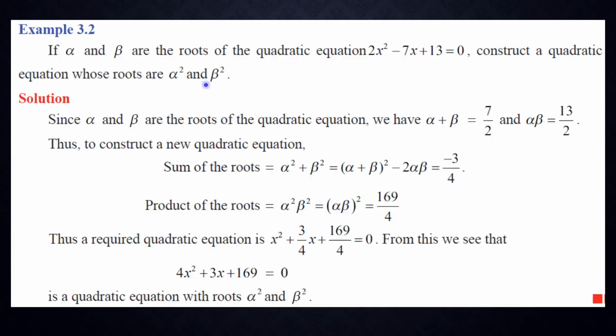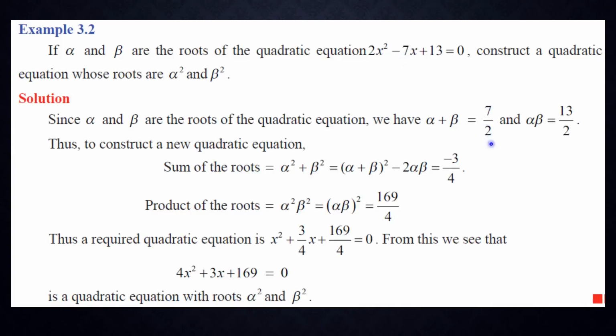Okay, let us see the solution. Since alpha and beta are the roots of the quadratic equation, we know that the sum of the roots formula is minus b by a. So alpha plus beta equals minus b by a, which means minus of minus 7 divided by 2.